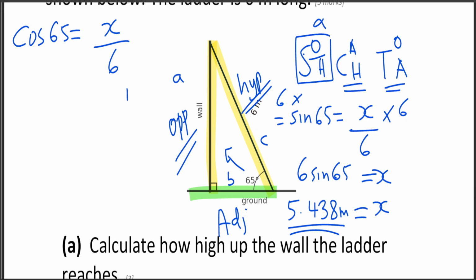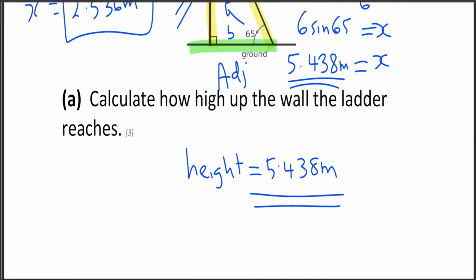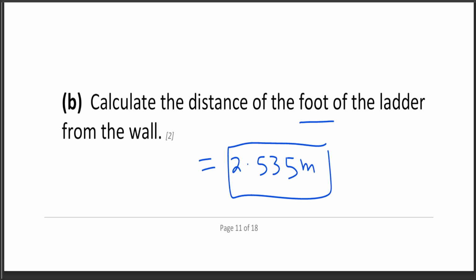Then you multiply by 6 on both sides, and therefore x is equal to 6 times cos 65. So what will your value of x be? 6 cos 65 will give you 2.536. You see, the difference is minimal. What you got there is also likely the same. Now let's go to the other question.